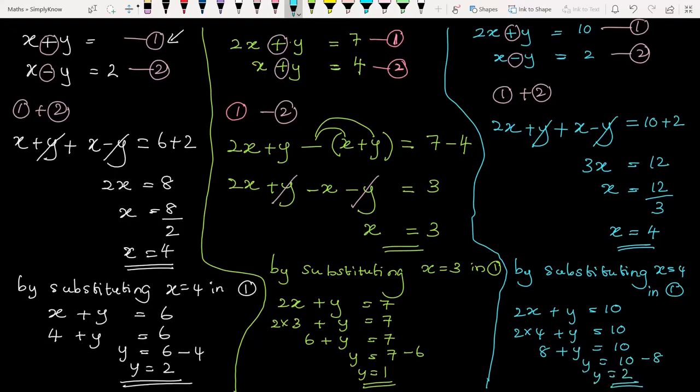Shall we check our answer? Now I'm going to substitute into the second equation. X is 4 and y is 2, minus 2. 4 minus 2 is 2. Yeah, our answers are correct.